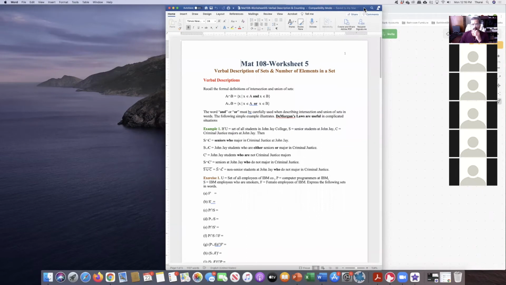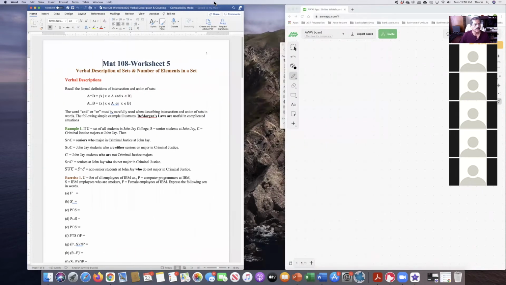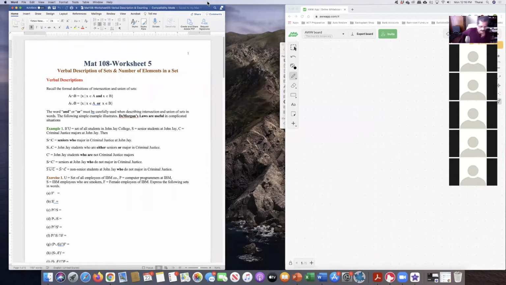Worksheet. This is a new topic, verbal description. We are still in set theory, but now we are going to understand how verbal statements can translate to sets.